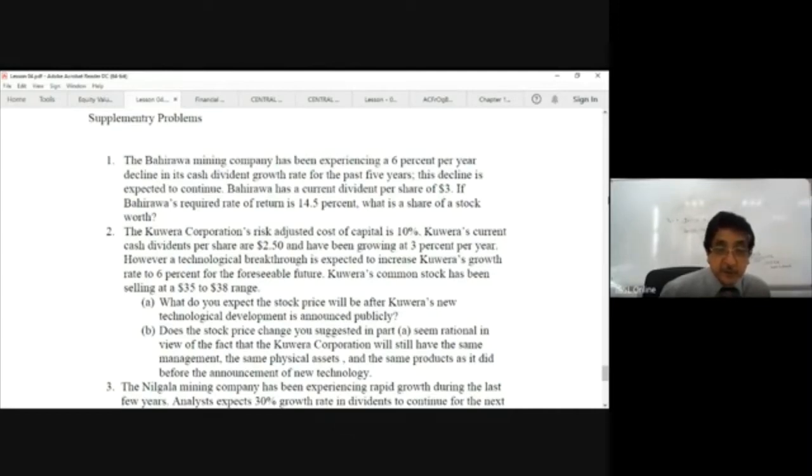Now, the growth rate being doubled, 3 to 6%, means it will be doubled. What do you expect the stock price will be after Quaker's new technological development is announced publicly? So answer that question. Now you need to say whether you expect the stock to be priced at a higher level or lower level or whatever. That type of answer I expect.